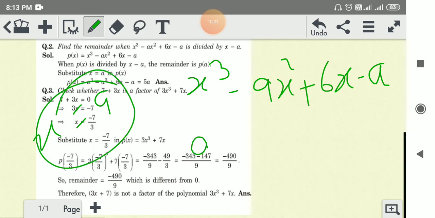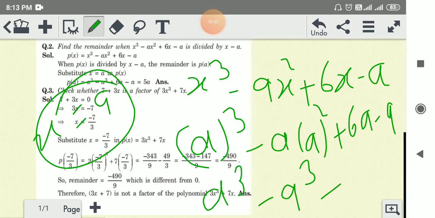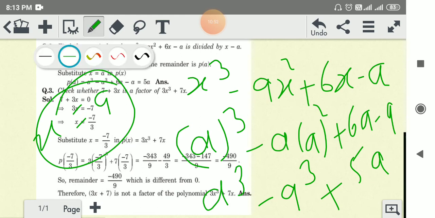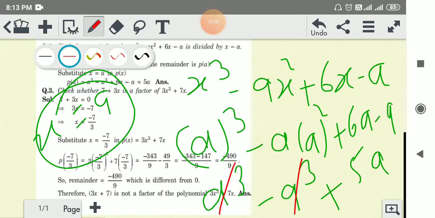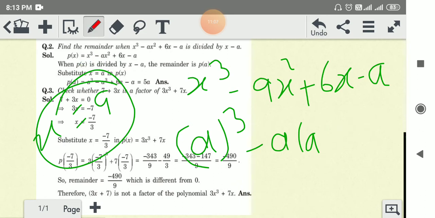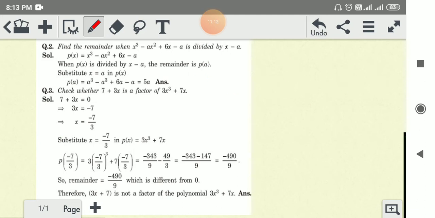Now putting this in, this is a cube, this is a and a square, this is 6a minus a. a cube is equal to a cube, this is again a cube, plus 6a minus a, we get 5a. Minus minus, and these cancel, a cube and a cube are cancelled, leaving 5a. This is the remainder. This is the solution of question 2. So the remainder is equal to 5a.